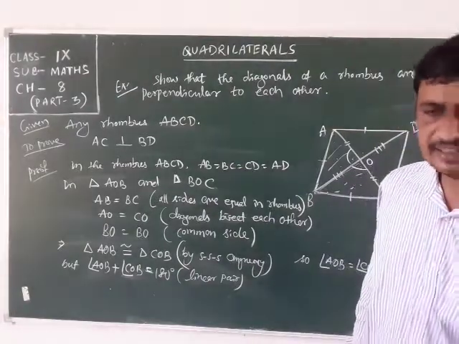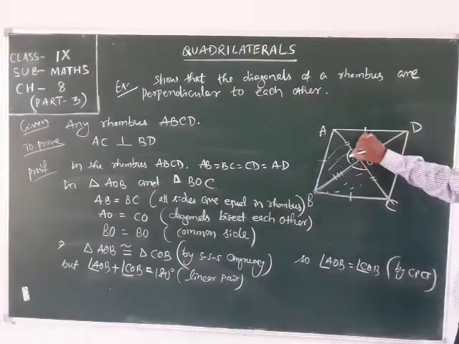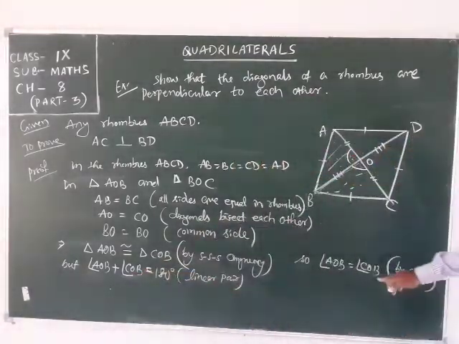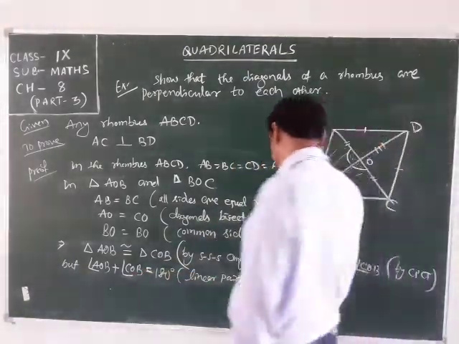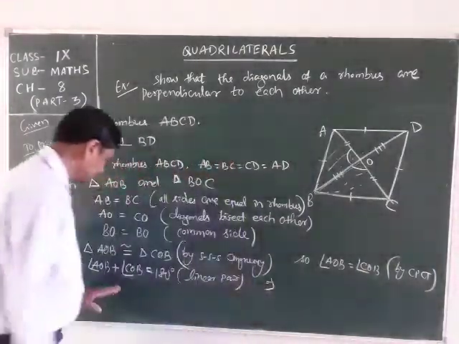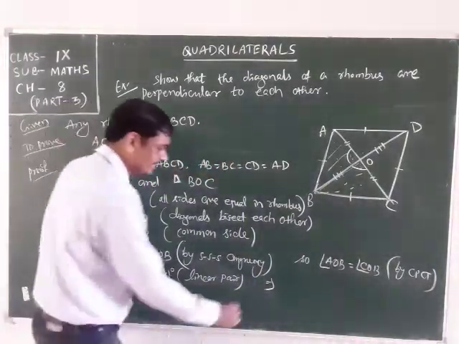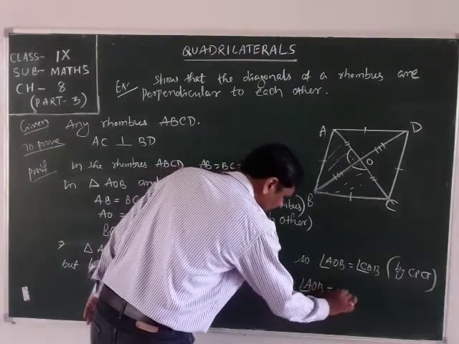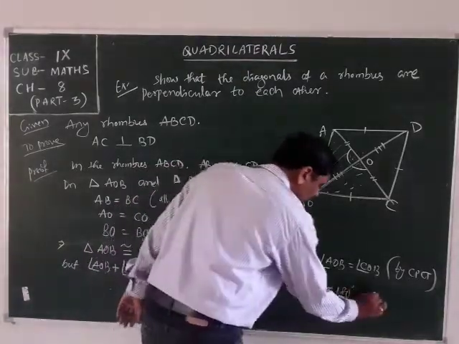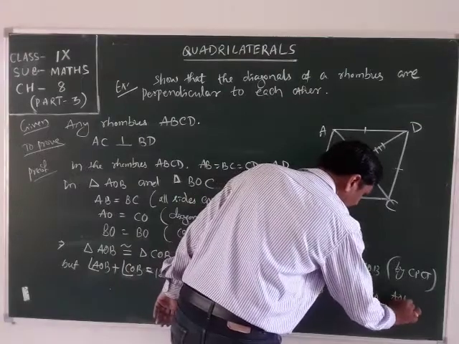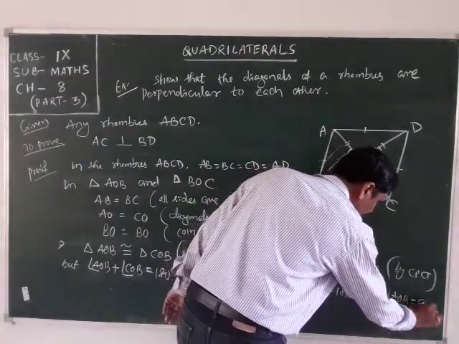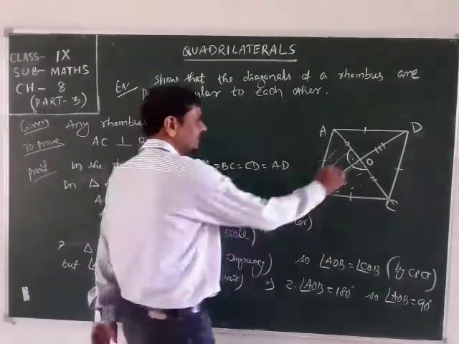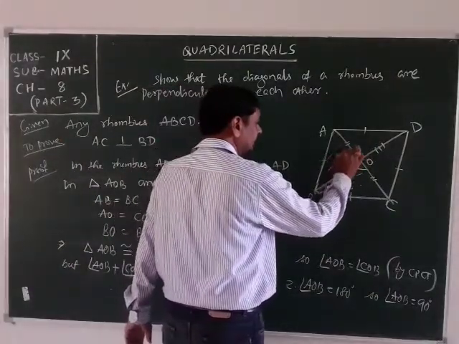Since their sum is 180 degrees, in place of COB we can use AOB also. This implies AOB plus COB, so we can write 2 times angle AOB equals 180 degrees. So angle AOB is equal to 90 degrees. This angle is 90 degrees.